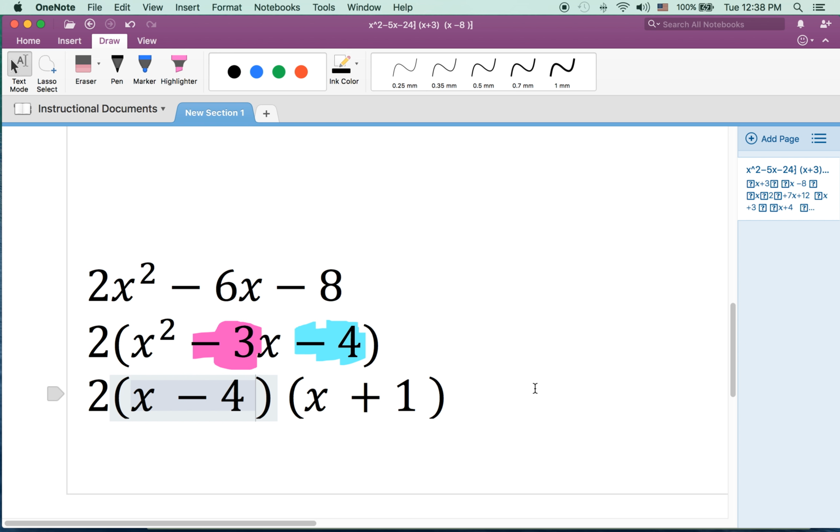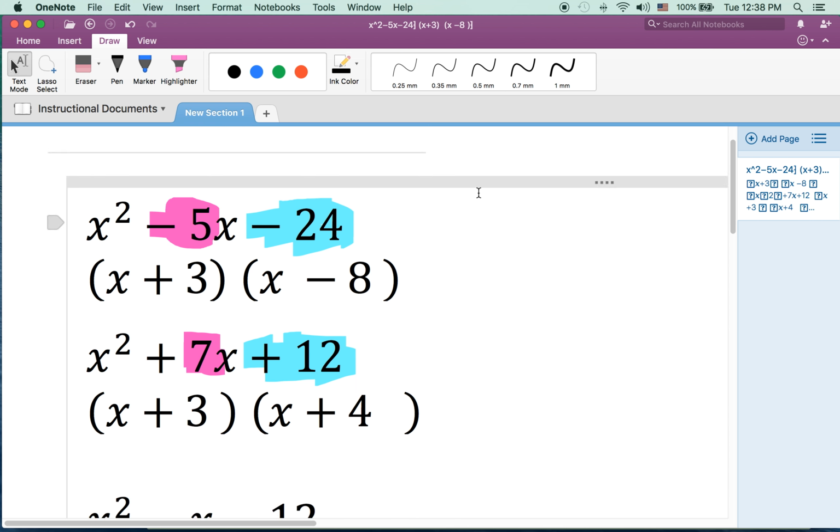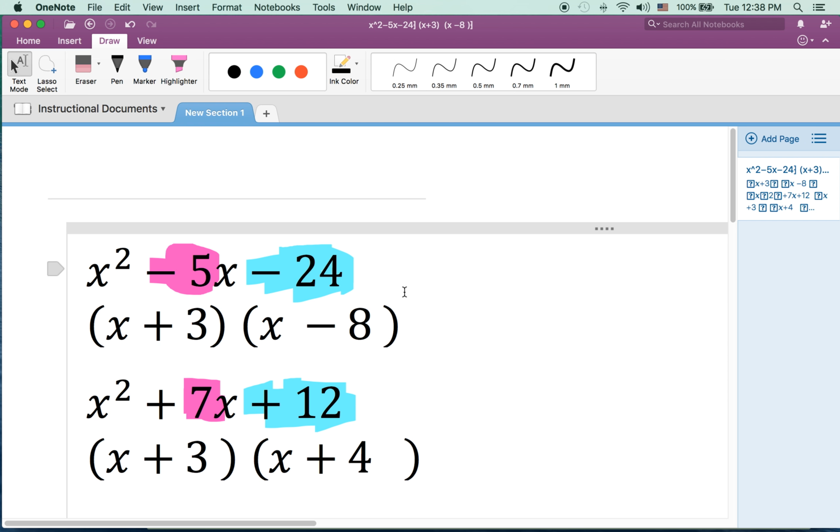Now soon we'll learn what the utility of factoring quadratics is. We can use it to solve quadratic equations sometimes. Now, not all quadratic expressions are factorable, which is why we will cover the quadratic formula, which is a general solution.